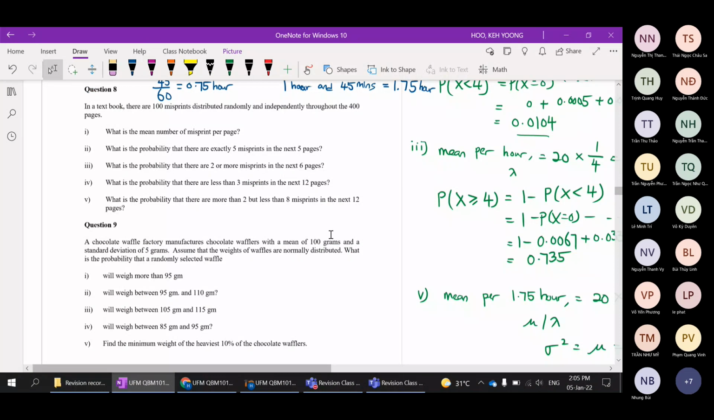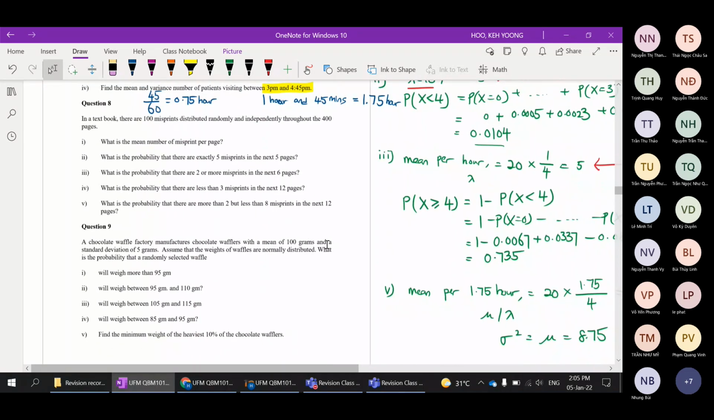In a textbook, there are 100 misprints distributed randomly and independently throughout the 400 pages. First question: find the mean number of misprints per page. Question 8 is a Poisson question, where you're given the total of 100 misprints spread over the 400 pages. So find the mean number of misprints.